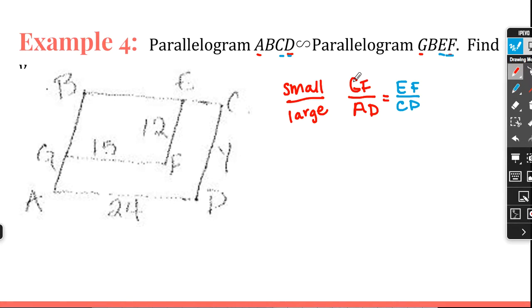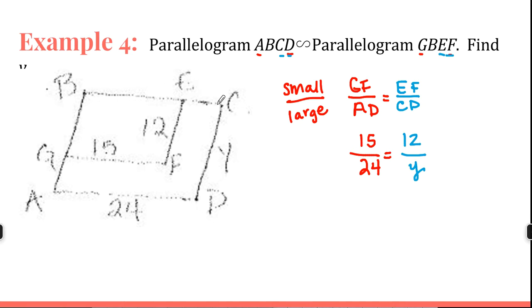So the length of GF is 15. And the length of AD is 24. So that's going to help me with my scale factor. For the other one, whenever I set it up, EF had a length of 12 and CD had a length of y, and we need to find y. It's over here, it got covered up a little bit.